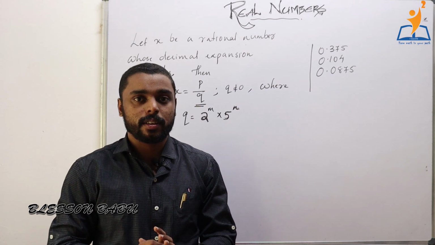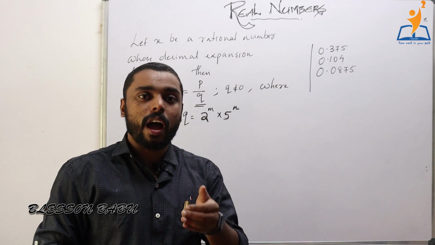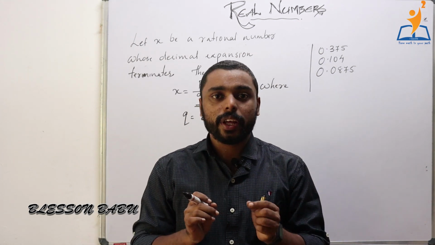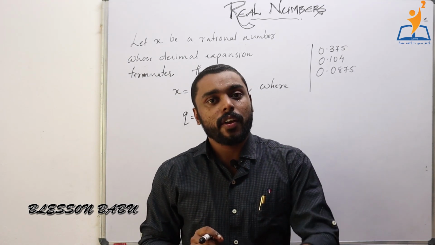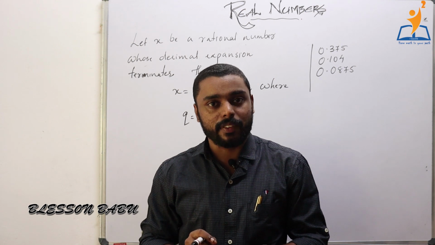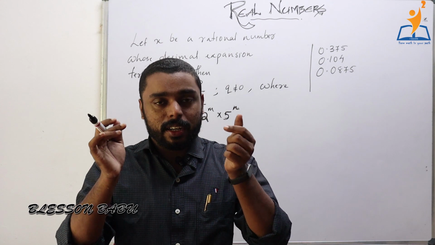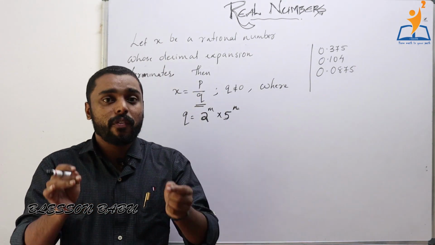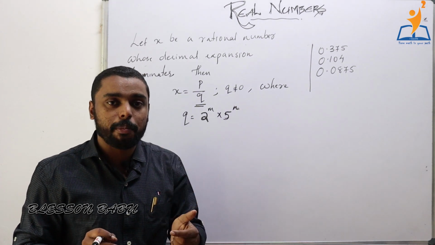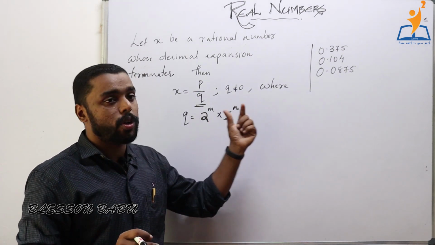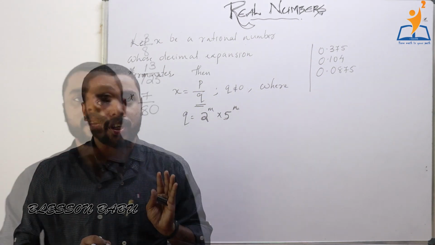Is it clear? Now we shall check the converse, that is, whenever a rational number has a denominator of the form 2 raised to m into 5 raised to n, whether it will terminate or not. We have proved that whenever a terminating decimal expansion is given, it will have a p by q form where q has the form 2 raised to m into 5 raised to n. Now we are given a rational number whose denominator is of that form, and we are going to prove that it will have a terminating decimal expansion.